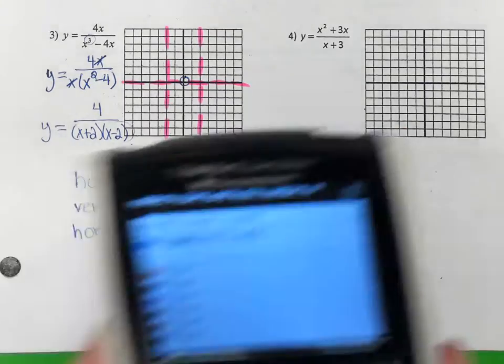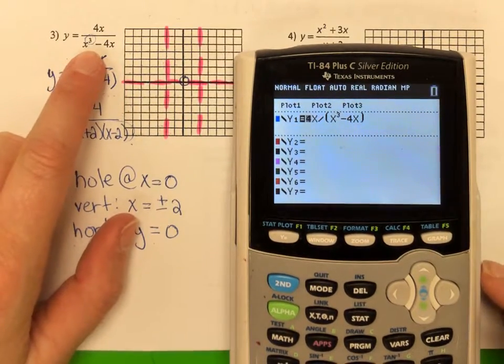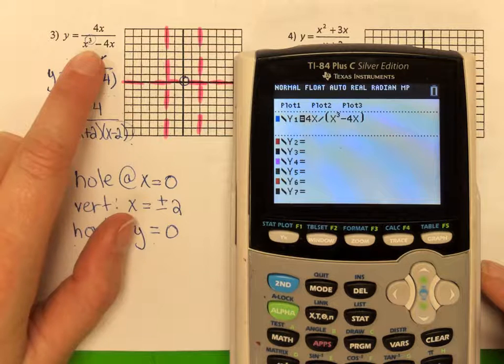Okay. So for me, the easiest way would be to just go back to the beginning. 4x divided by, open your parentheses, x cubed minus 4x, close your parentheses. Y'all okay? Okay. And then you hit graph, but I'm going to leave mine there for a second for anybody that needs it. Hit graph.